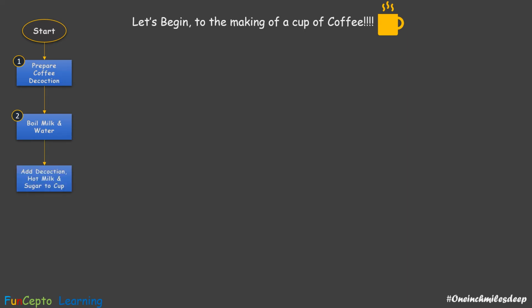And he needs to add milk and sugar to the cup along with the decoction. Let's mark it as three. And then serve coffee to mom. That's step number four. And with this, the process of making a coffee ends.